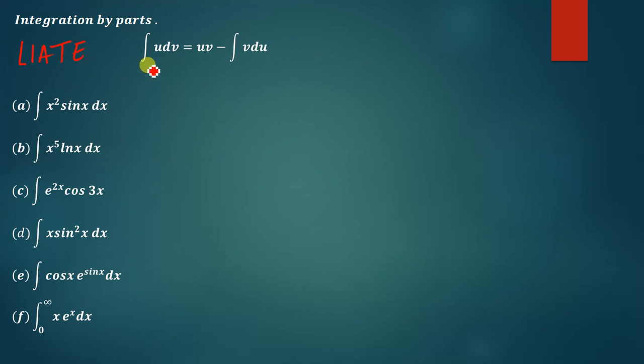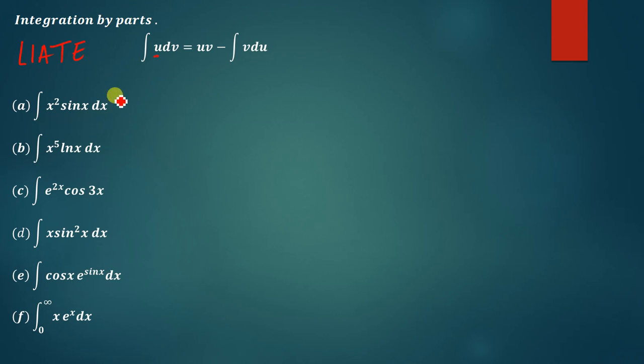As you can see in this formula, there is u, dv, there is also v, and there's also du. The way you know which one you're going to take as your u is by following this mnemonic word. Okay, so let's quickly begin to solve.